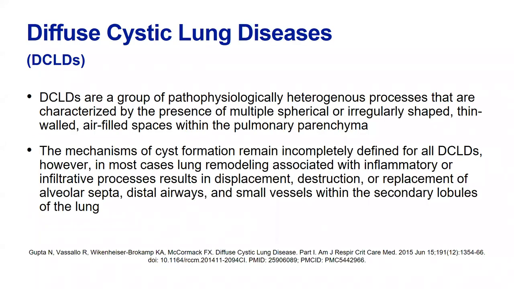First, we have to define what we're looking at. Diffuse cystic lung diseases are a heterogeneous group of processes characterized by the presence of multiple spherical or irregularly shaped, thin-walled, air-filled spaces within the pulmonary parenchyma. The mechanism of their formation isn't completely understood for all of these processes, but in general, there is some kind of infiltrative or inflammatory process that results in some degree of lung remodeling.